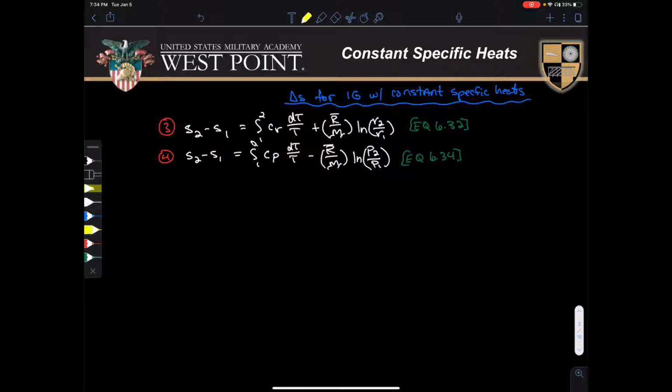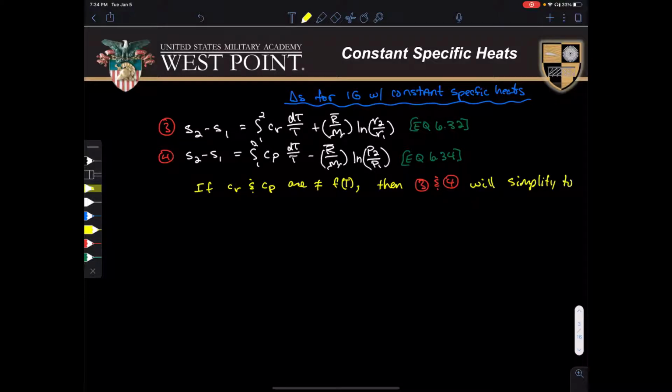Okay, so using those, we can start off deriving our change in entropy equations for constant specific heat. So if we're saying our specific heat at constant volume and our specific heat at constant pressure are not a function of temperature, then our equations 3 and 4 above will simplify to equations 6.38 and 6.39. And you can find those in your book.